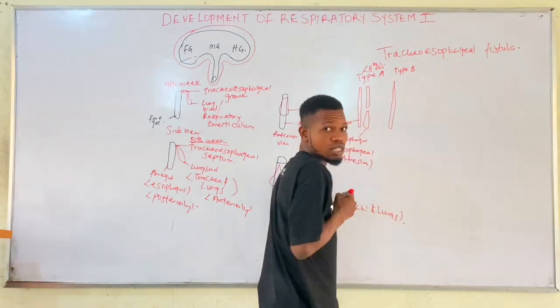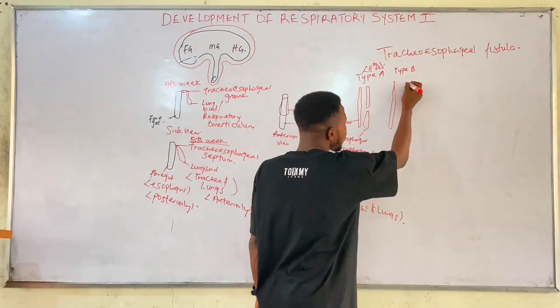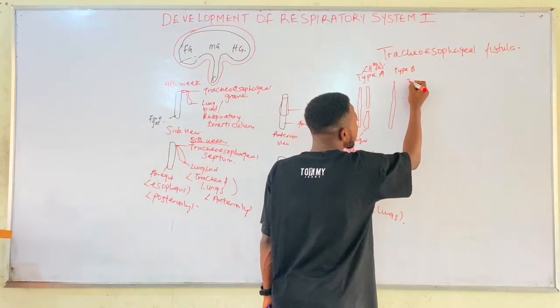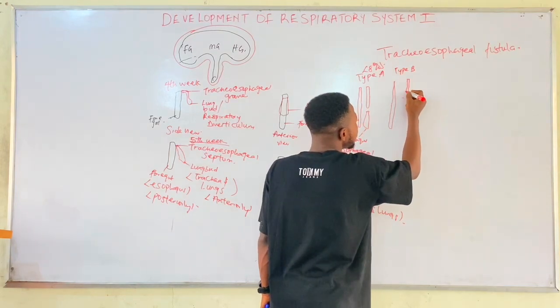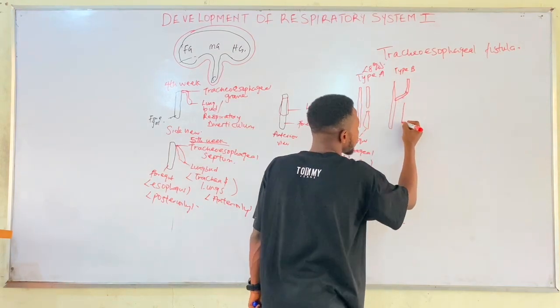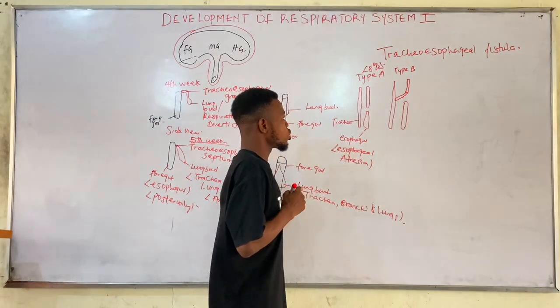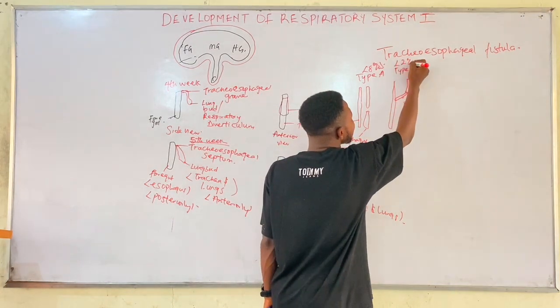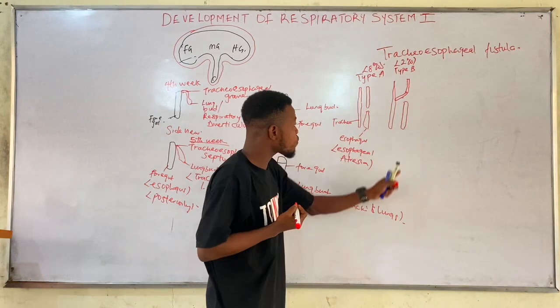Now for type B, this is the trachea. Are you getting my point now? And the upper portion of the esophagus is connected here, and we also have this here. So this one occurs in about 2% of cases.